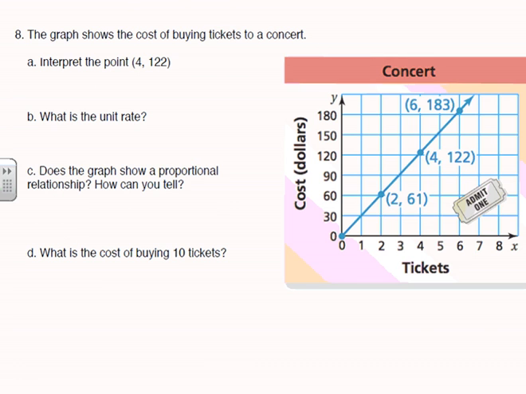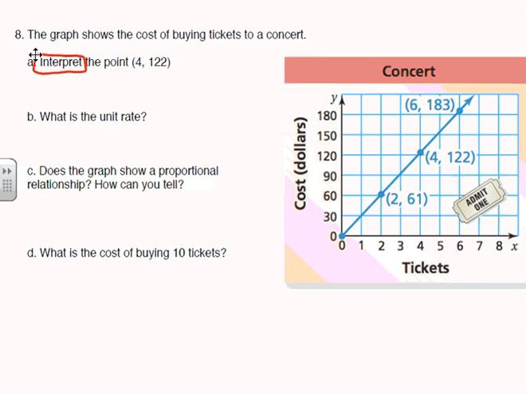Okay, number 8, the graph shows the cost of buying tickets to a concert. Part A, interpret, keyword we keep seeing. Interpret the point 4, 122. Interpret means tell me what it means. So what does the point 4, 122 mean?